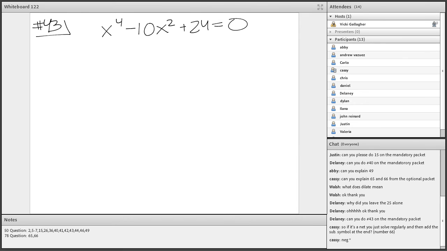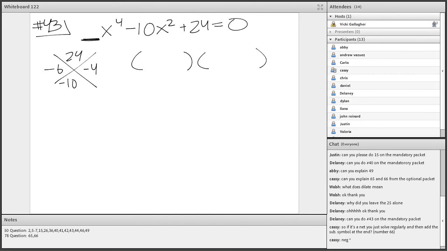All right, on this one, we have a trinomial. We can do Xbox on this one. And so I have 24 and -10, and those two numbers would be -6 and -4. So -6 times -4 will make a positive 24, and then -6 plus -4 will make a -10. Now I don't have a leading coefficient in this problem, so I can go straight to my parentheses.